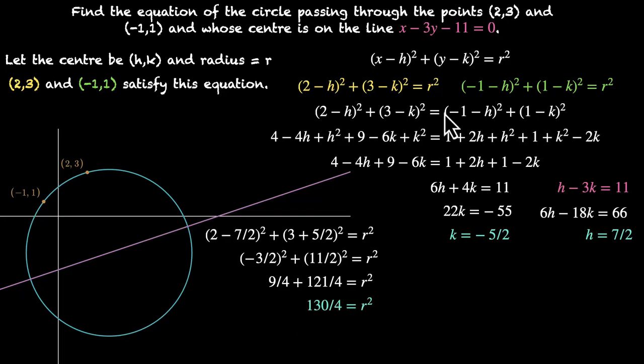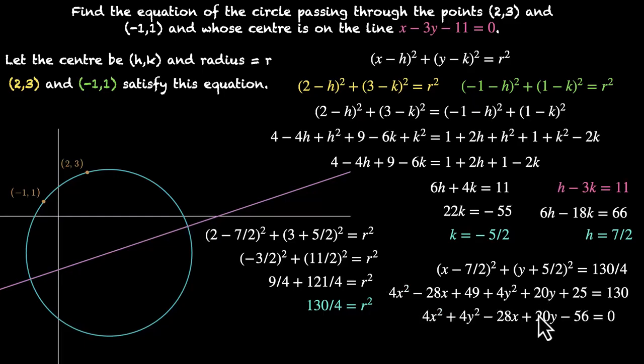We can plug this back to get the equation. x minus 7 by 2 squared plus y plus 5 by 2 squared equals 130 by 4. This is also fine, or we can expand this and write it in the standard form. x square plus y square minus 7x plus 5y minus 14 is equal to 0.